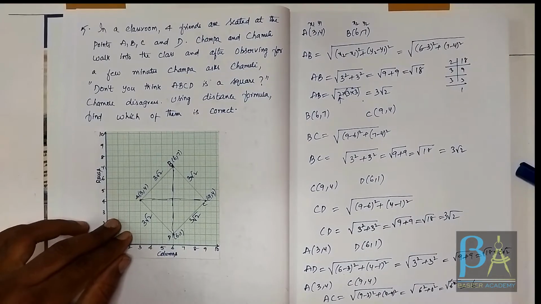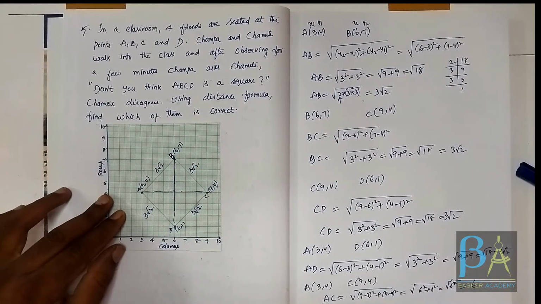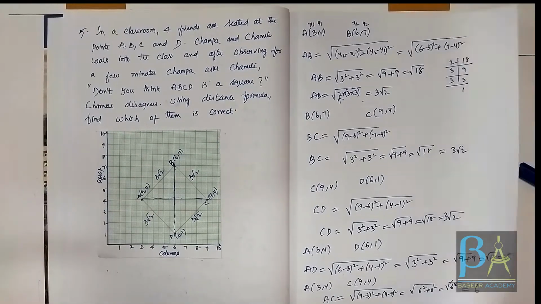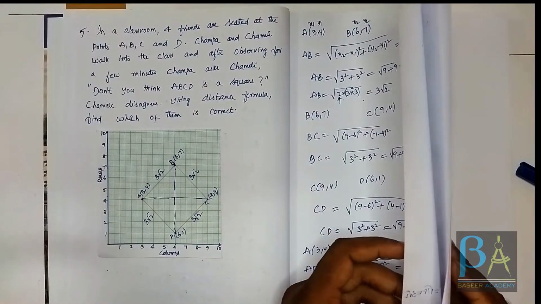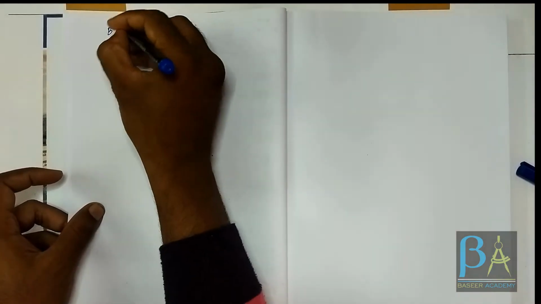In the same manner, let us find out the diagonal BD as well. Now let me find out the diagonal BD here. What is B given to us and what is D given to us?